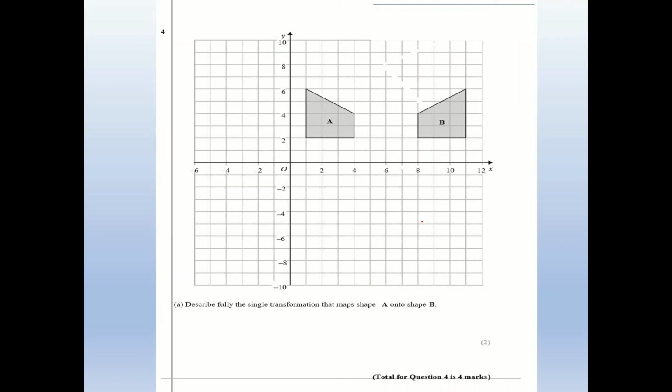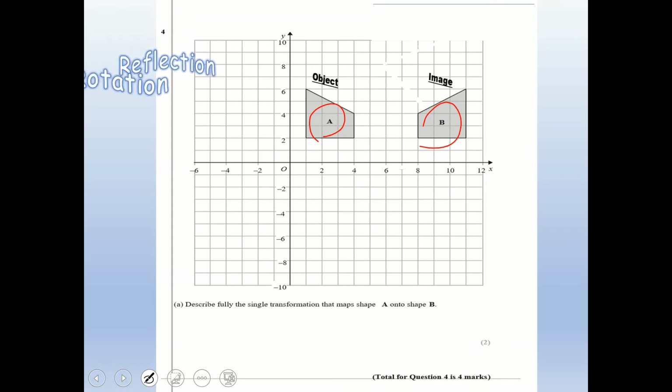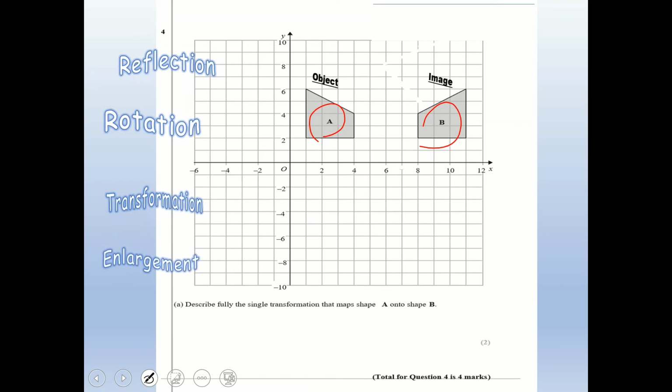In question 4a, describe fully the single transformation that maps shape A into shape B. Shape A is called the object, shape B is called the image of the object A. There are 4 possible transformations: reflection, rotation, translation, and enlargement. As you see on the grid, image B has the same size as object A. Also, the 2 shapes face in opposite directions, or both shapes appear as if they are mirror reflected.